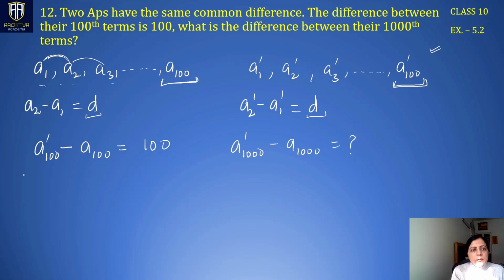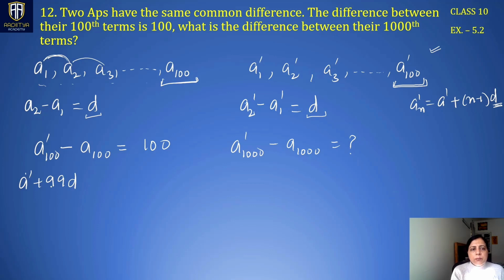So I am solving this further. We have A' 100. A' 100 can be written as A' plus 99D. I am simply using the formula for the nth term. A'n will be A' plus (n minus 1) D'. D' is nothing but equal to D. In both the same APs, the common difference is the same. So we cannot denote one by D and one by D'. Since they are the same, I am writing D as a common thing in both the sequences.